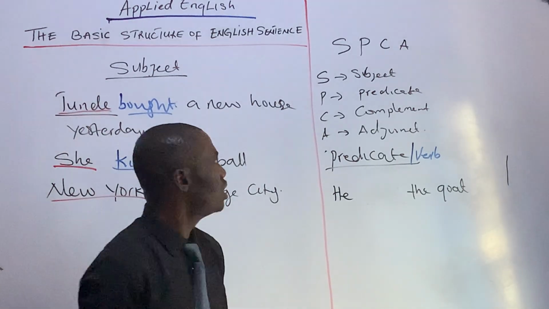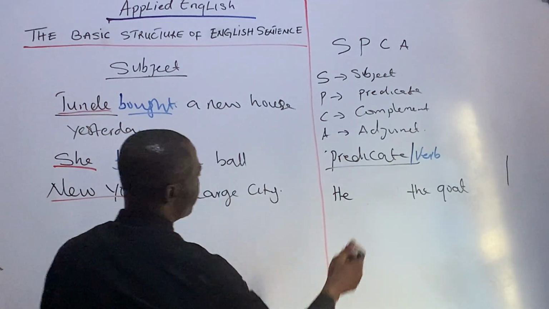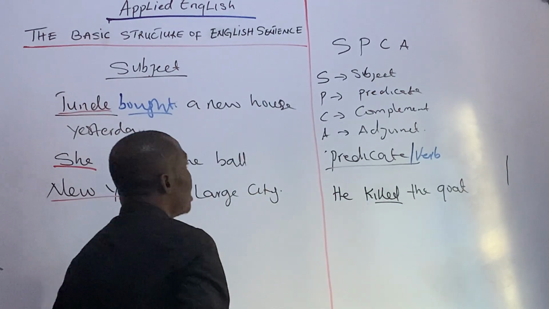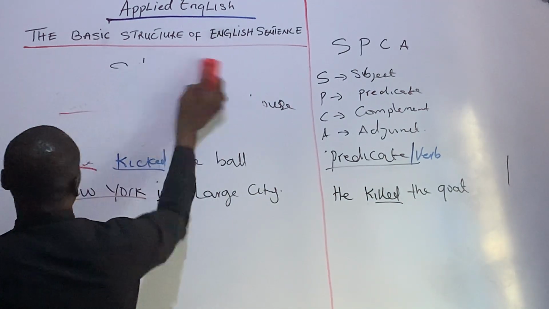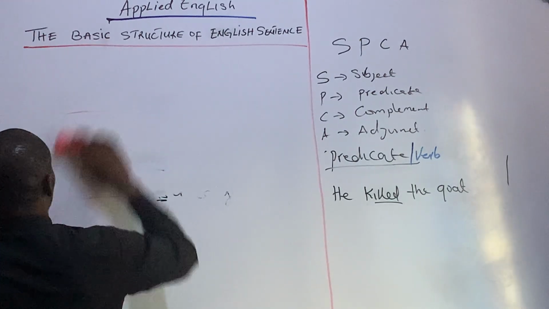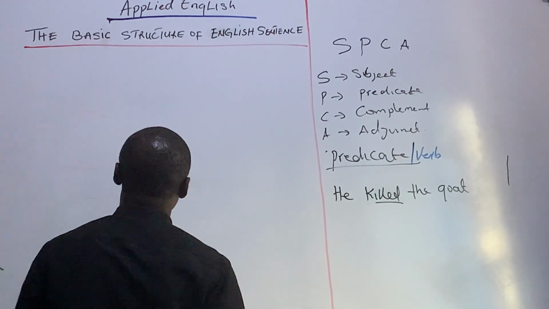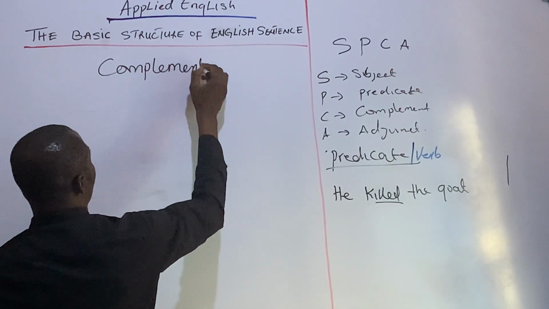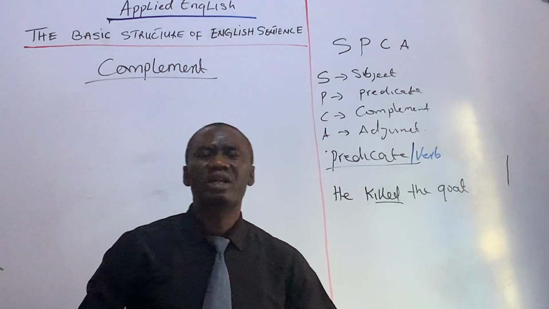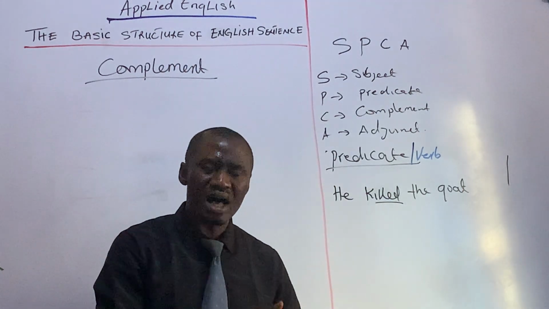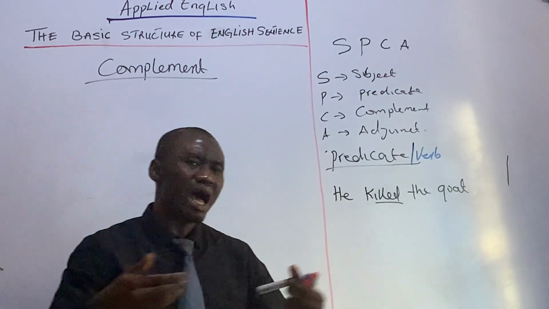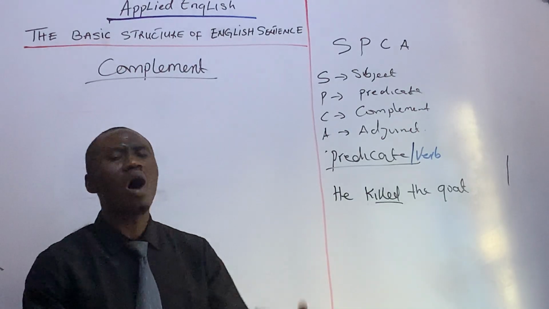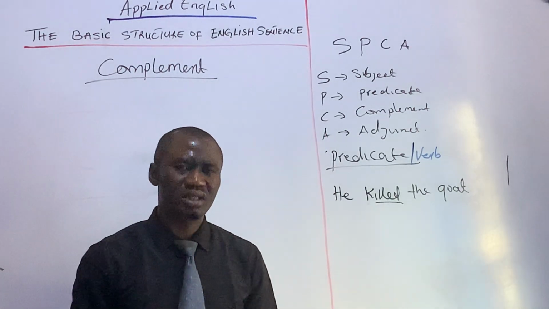We go to the next one, which is the complement. Now, let's replace this one there, killed the goat. We have the next thing there, which is the complement. Whenever an action is performed, it is transferred to the receiver. The action is passed on from the doer to the receiver. The receiver of the action is known as complement.